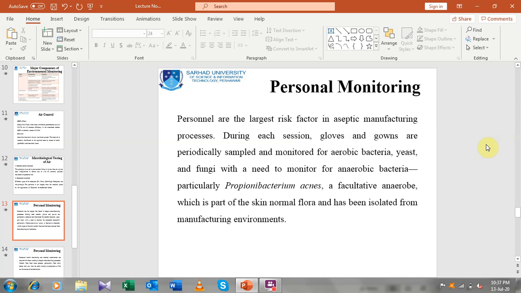It should be monitored not only for aerobic bacteria, but also for yeast and fungi, with a need to monitor anaerobic bacteria, particularly Propionibacterium acnes, an aerotolerant anaerobe, which is part of the normal skin flora, and has been isolated from the manufacturing environment. That person should be checked not only for bacteria as well as yeast and fungi. And specifically I told you about the normal skin flora and the anaerobe, that is Propionibacterium acnes.